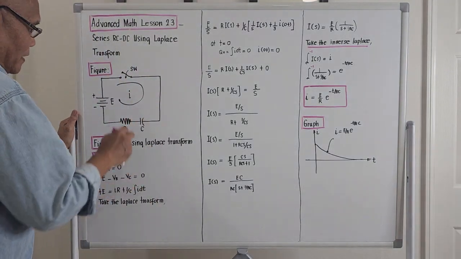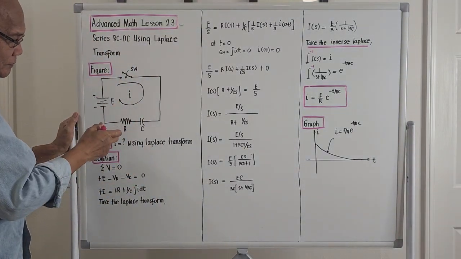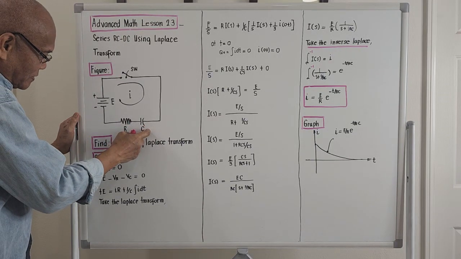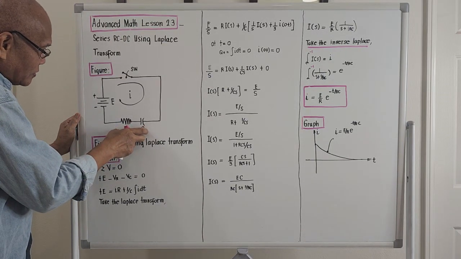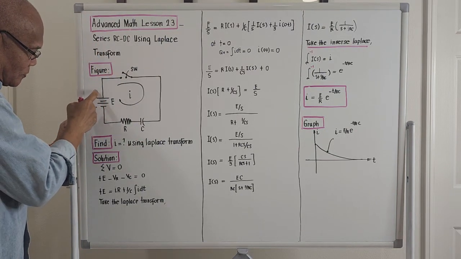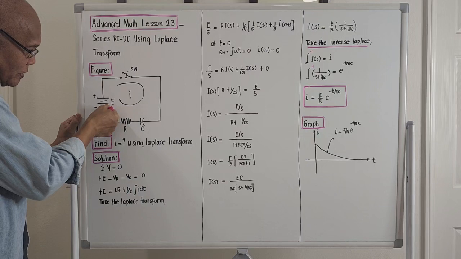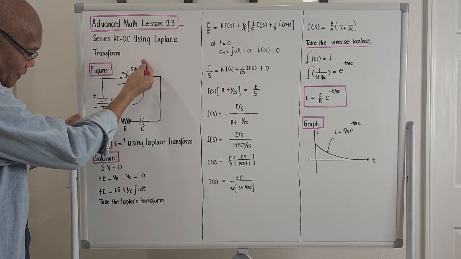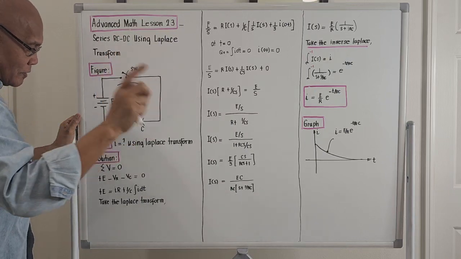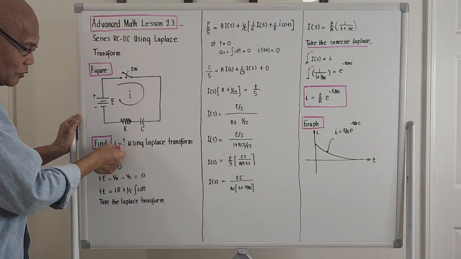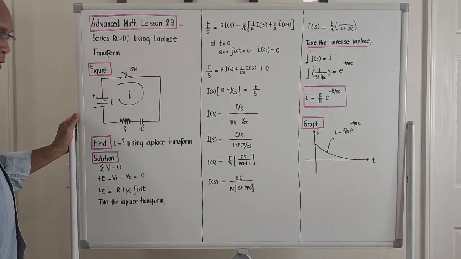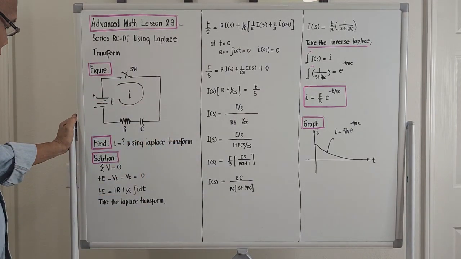We are given a direct current circuit, a resistance and a capacitance connected in series, energized by a direct current source. This is plus, this is minus, this is the voltage source, and this is the switch. Upon closing the switch, there will be a circulating current, and the problem is asking what will be the current as a function of time using Laplace transform. Okay, let's proceed with the solution.